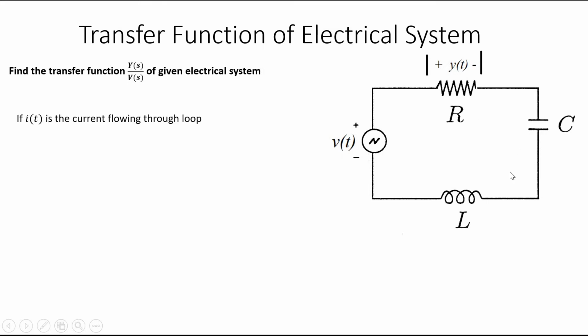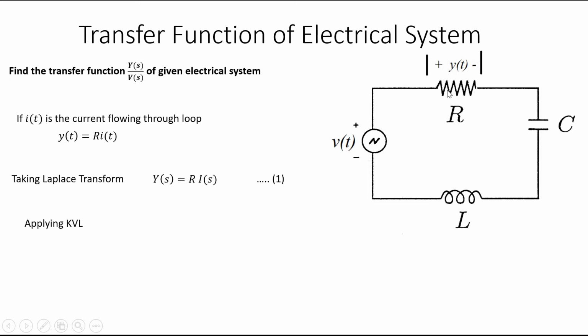If i(t) is the current flowing through this loop, we can write that y(t) will be the voltage across this resistor R. So it becomes R into i(t). Taking Laplace, Y(s) = R into I(s), where I(s) is the Laplace of i(t). Let this be equation 1.